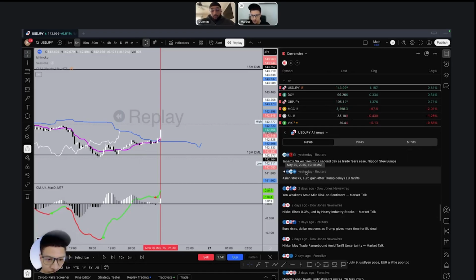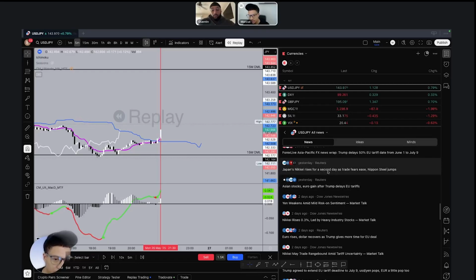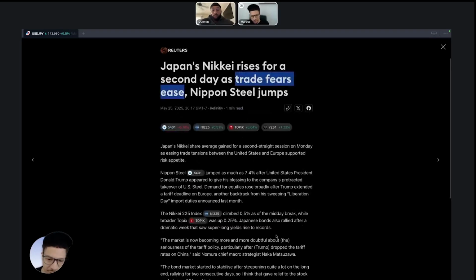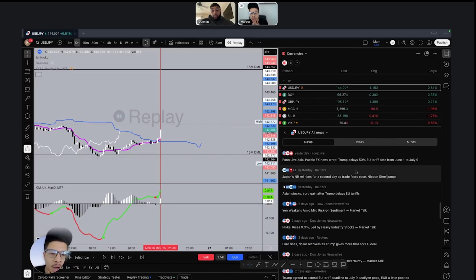Asian stocks, euro gain after Trump delays EU tariffs. Japan's Nikkei futures rise for a second day as trade fears ease. Right? Like I'm paying attention to that. Trade fears ease. I don't want to read the article right now, because I want to actually pull up some charts too. But trade fears ease is a risk on analysis, right? If the trade fears were overwhelming the market, then that would be a risk off type of headline. And that's when gold would be doing well, and that's when the dollar would be hurting, and that's when the yen would be doing well, and so on.